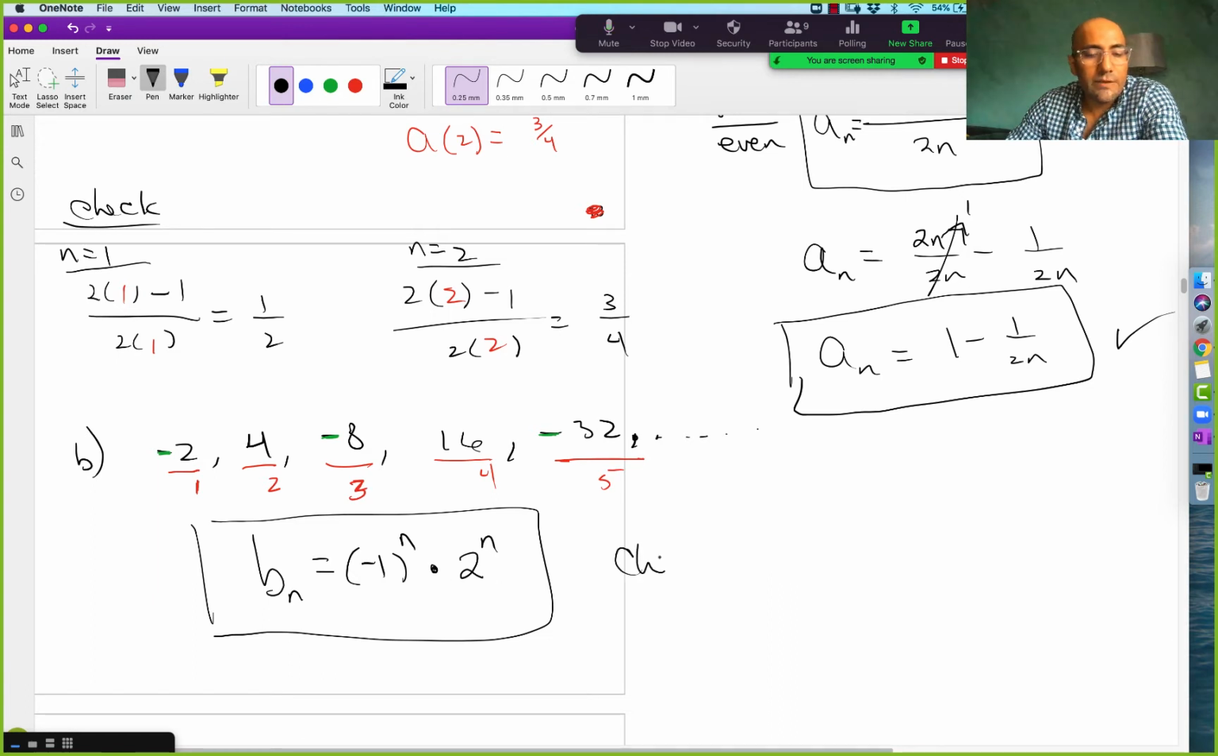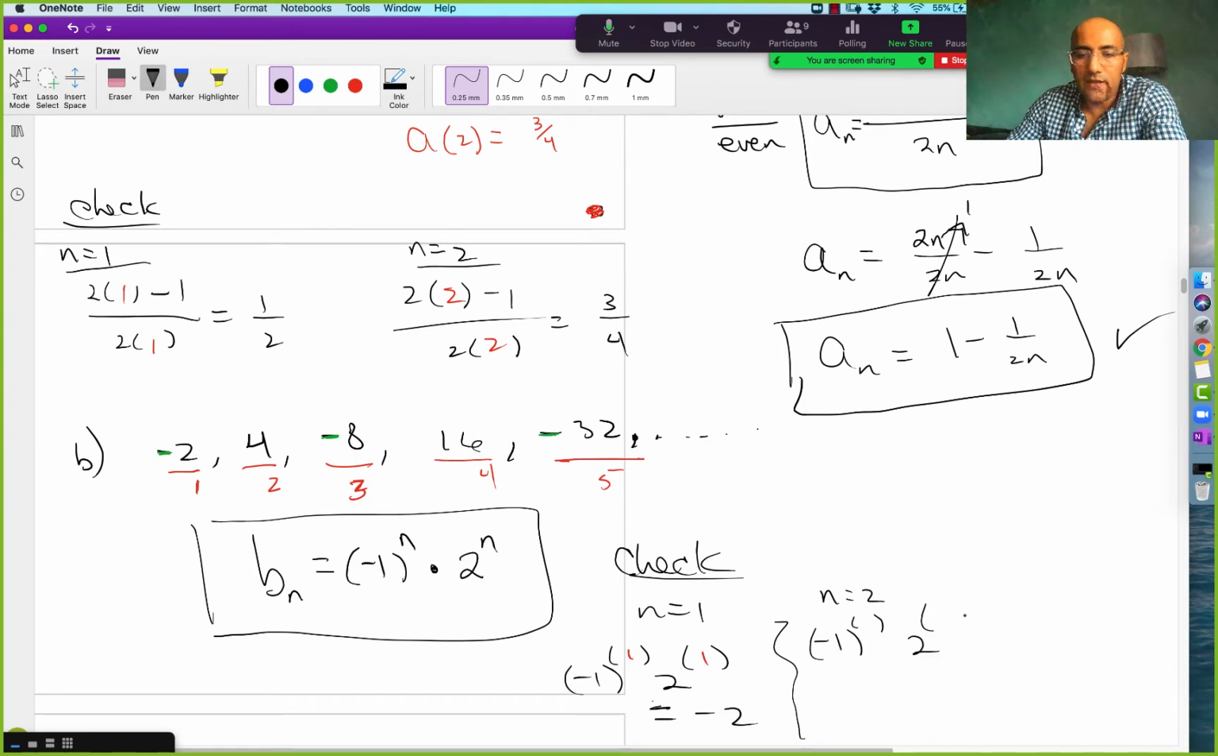And now I check it. When n equals 1, I end up with -1 to the power of 1 and 2 to the power of 1, so that equals -2. When n equals 2, we have -1 to the power of 2 and 2 to the power of 2. (-1) squared is +1, and +1 times 2 squared is 4. So this will be equal to 4.